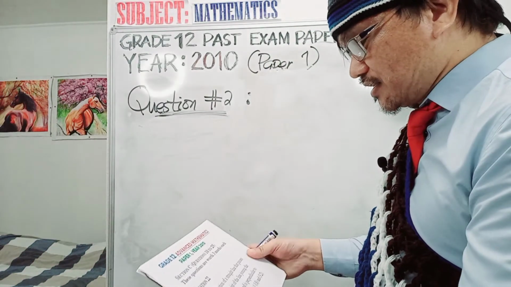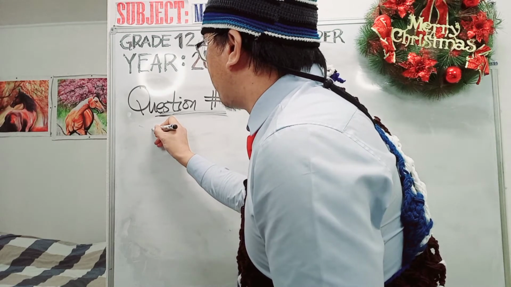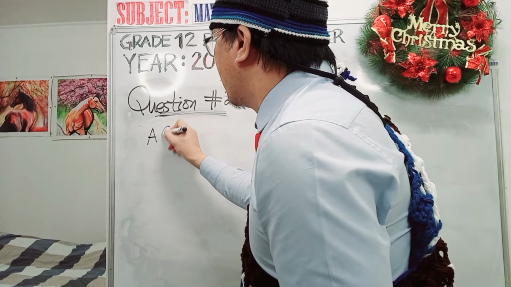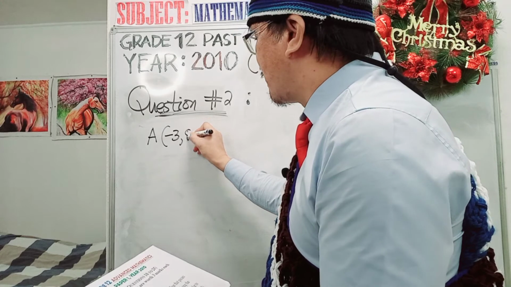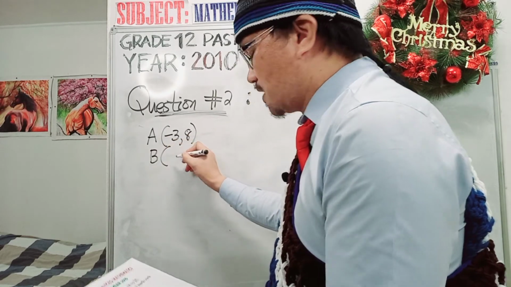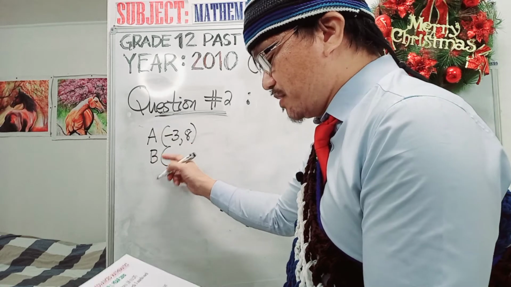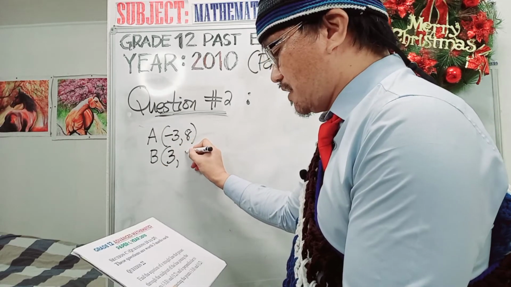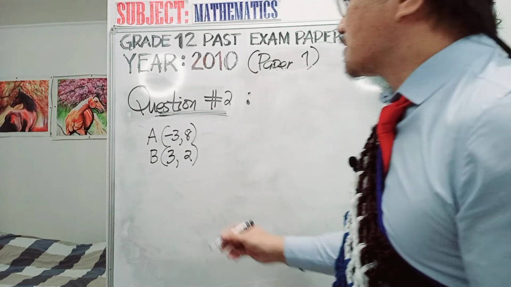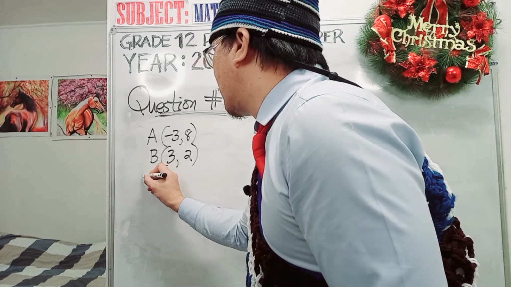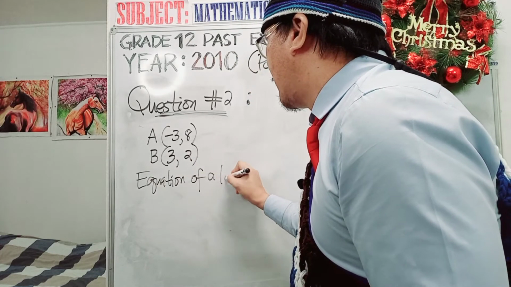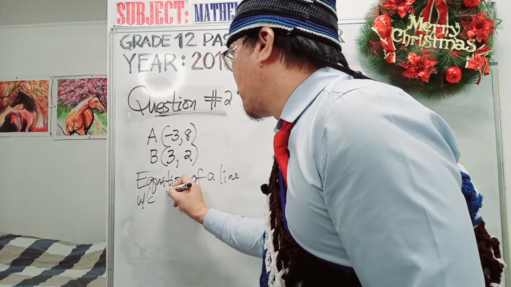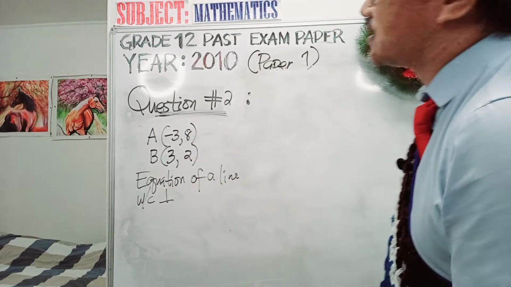So to find the equation of a straight line, first you have these given points. Let's say, for example, we name this point A, and the coordinates of point A are x is -3, y is 8. The second point, let's name it point B, has x coordinate 3 and y coordinate 2. And you are asked to find the equation of a line which is perpendicular to the line through these given points.